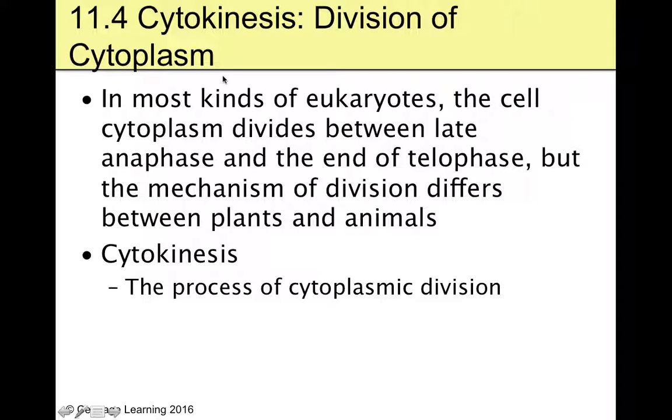So now we got to talk cytokinesis, which is splitting the cytoplasm. Most of our eukaryotes, the cytoplasm is going to start to divide about late anaphase, and it's going to finish up at the end of telophase. But the mechanisms can differ quite a bit between plants and animals, because in animals it's pretty simple. You just pinch the membrane in half. Plants is pretty tricky because you have to build cell wall.